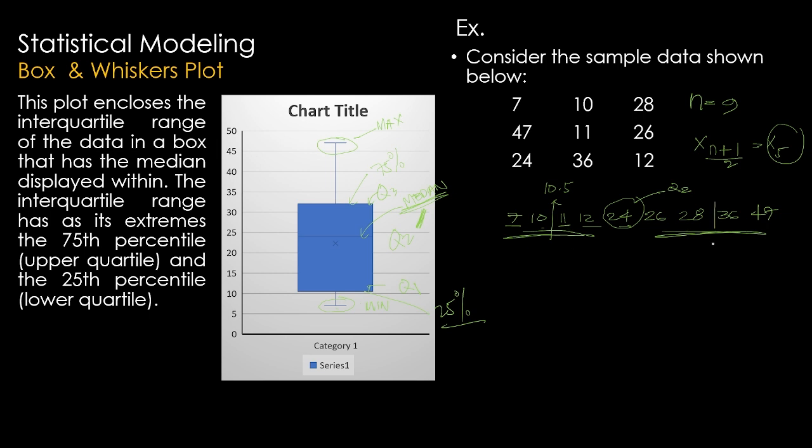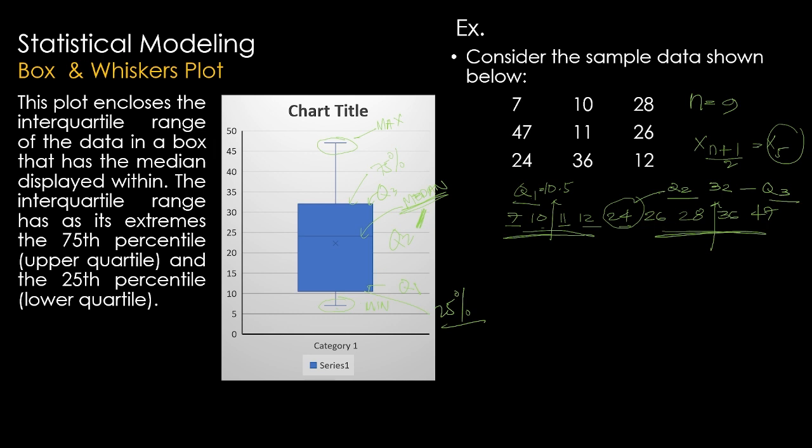For the right-hand side, what is the median? For the right-hand side, you just have to add 26, 28 and 36 and then divide it by 2. What's the answer? 32. Okay, so now you have your Q2, Q1, and Q3.